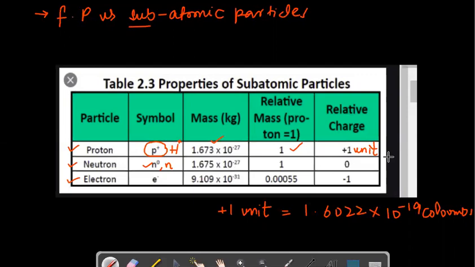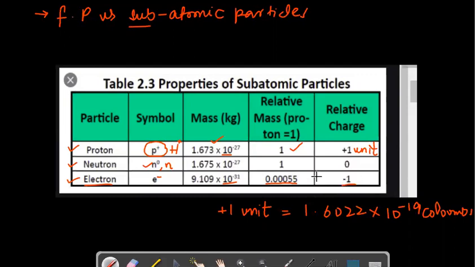Similarly, we talk about the further subatomic particle, that is the electron. Electron is represented by e and a negative charge over it. It has a mass of 9.109 × 10^-31. If you compare the mass of the proton and electron, the electron is comparatively lighter than the proton. Isn't it? It has a power of 10^-27 for the proton and 10^-31 for the electron, so it is very, very much lighter than the proton. The relative mass of the electron is 0.005 and the charge on the electron is minus 1.